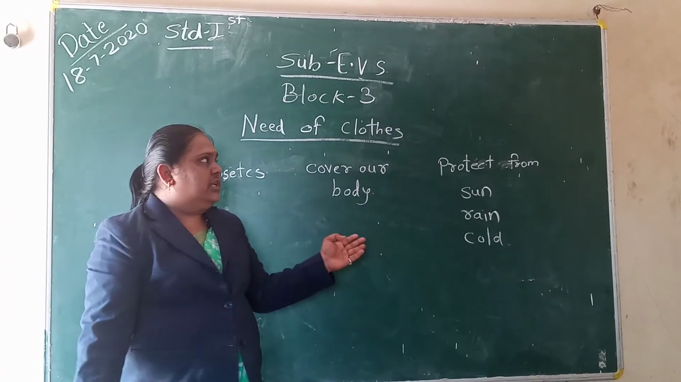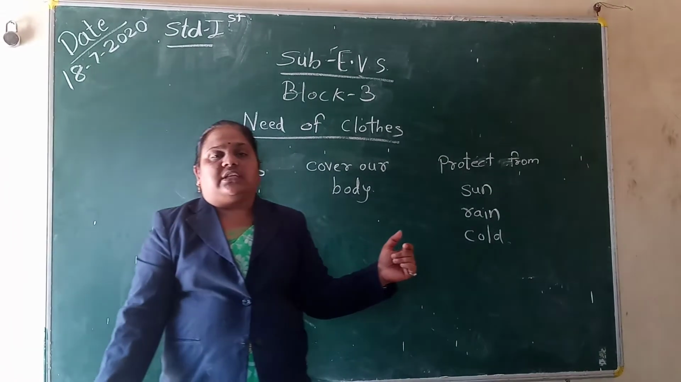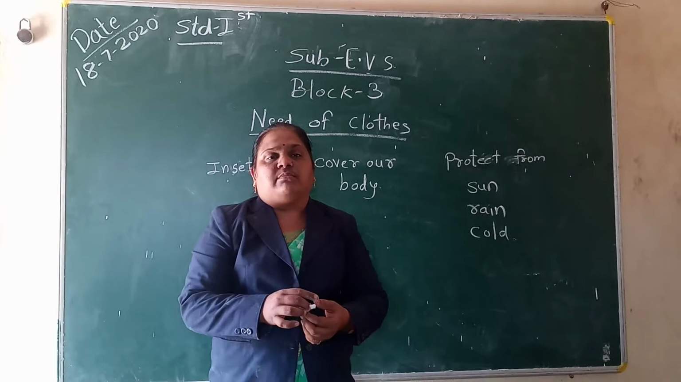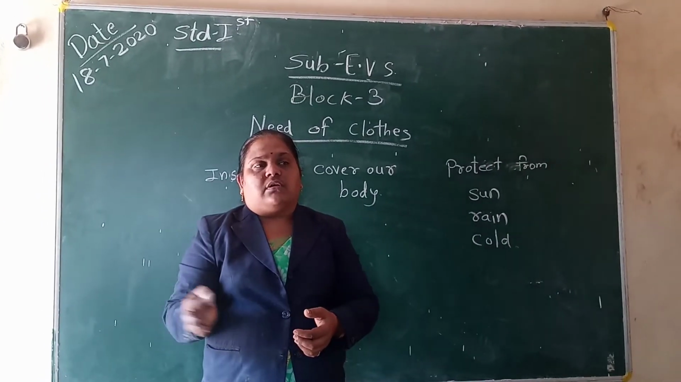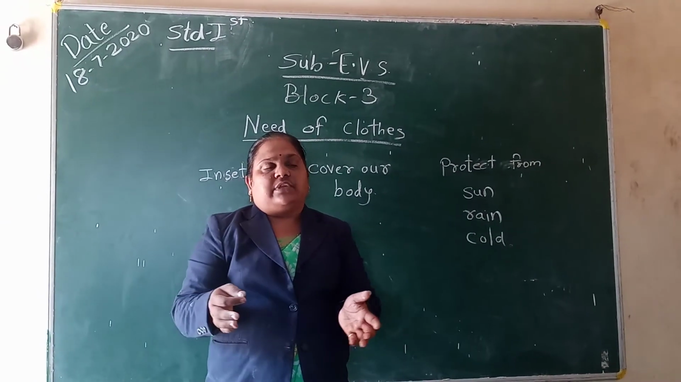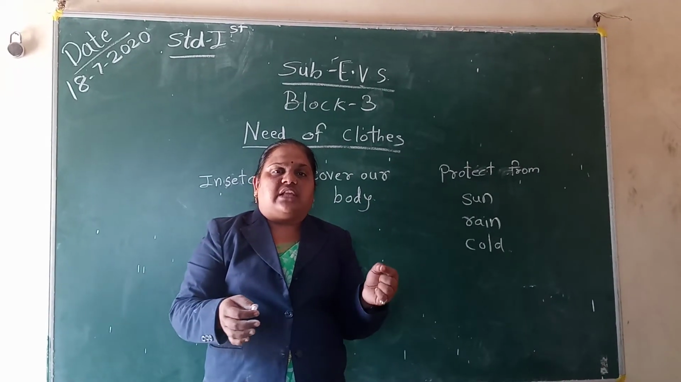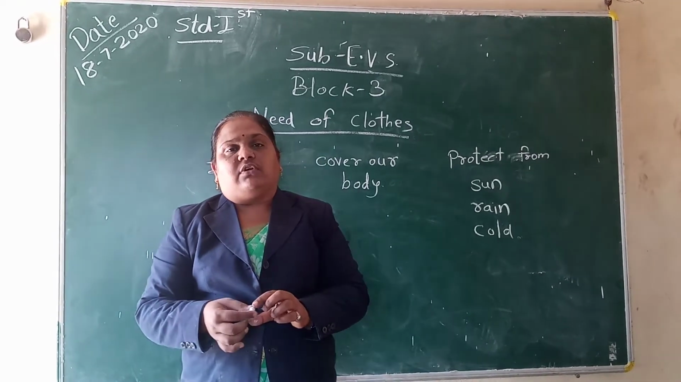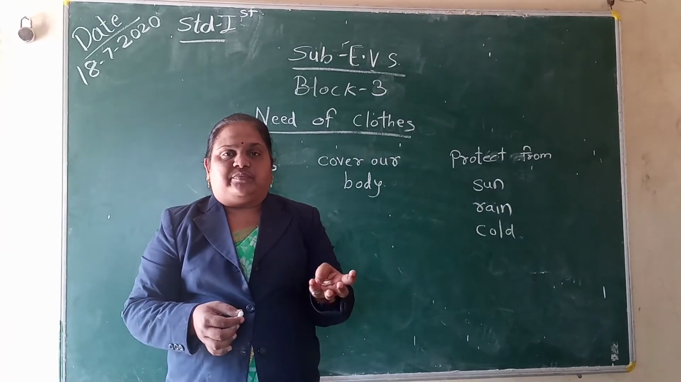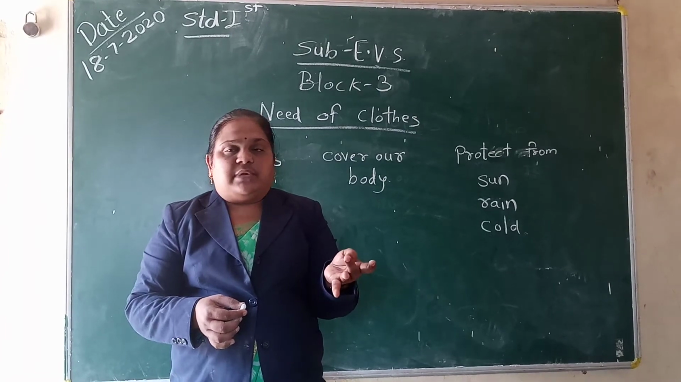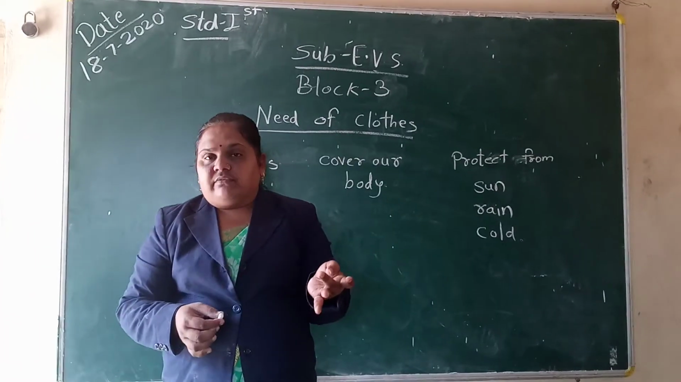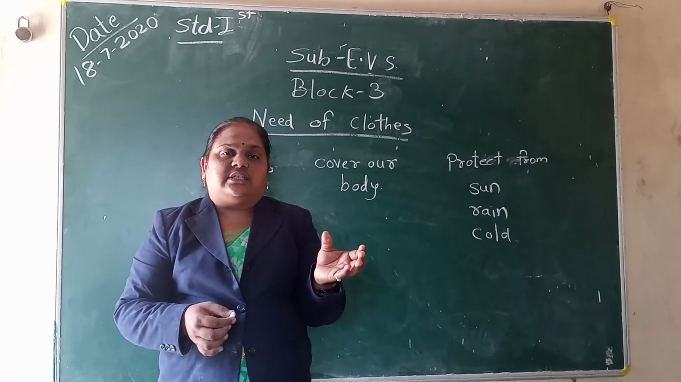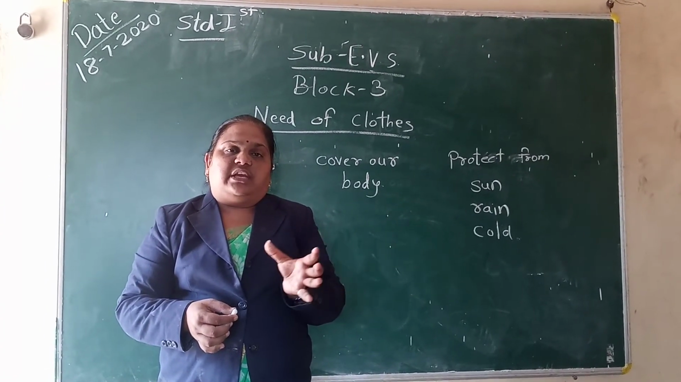Yes, now after this, from where do we get the clothes? We get the clothes from sheep, wool, or some other things. Some insects are there, with the help of which we can get silk clothes. So what are the types of clothes? The clothes are like cotton, silk. From leaves also we can get, and some we get from the wool also. So these are the things from which we can get the clothes.